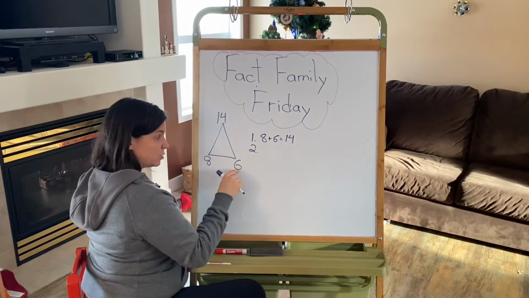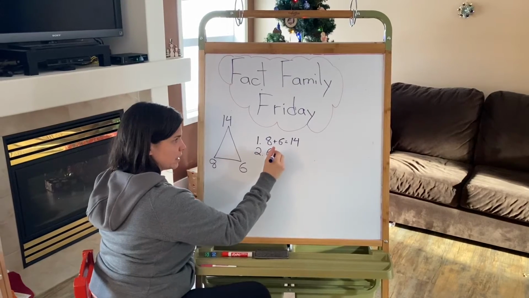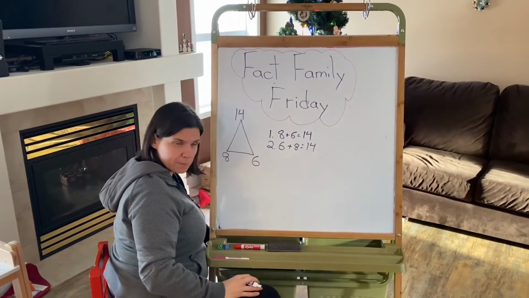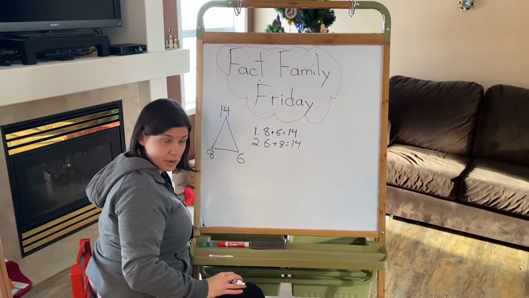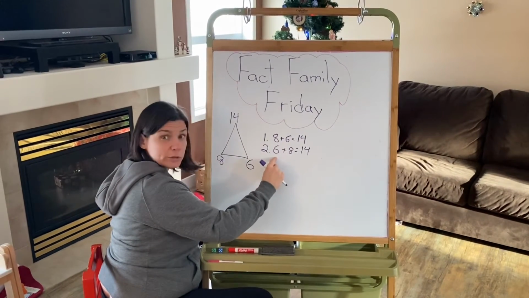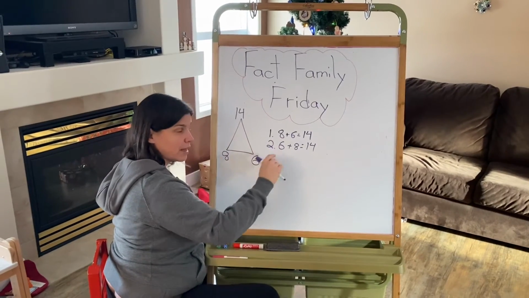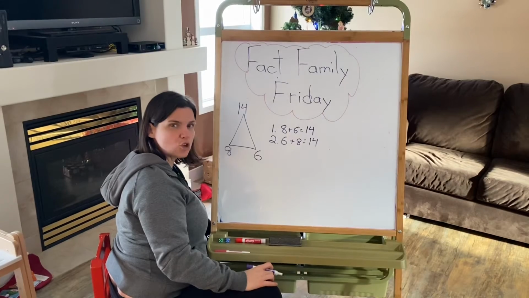Number 2, I could do 6 plus 8 equals 14. One of the concepts you can really talk about here, and some of the vocabulary you can use, is the commutative property. It doesn't matter when you're adding numbers which addend, or which number you're adding, comes first. If 8 comes first or 6 comes first, the answer will still be 14. Now that's the case for addition. It's not the same for subtraction.